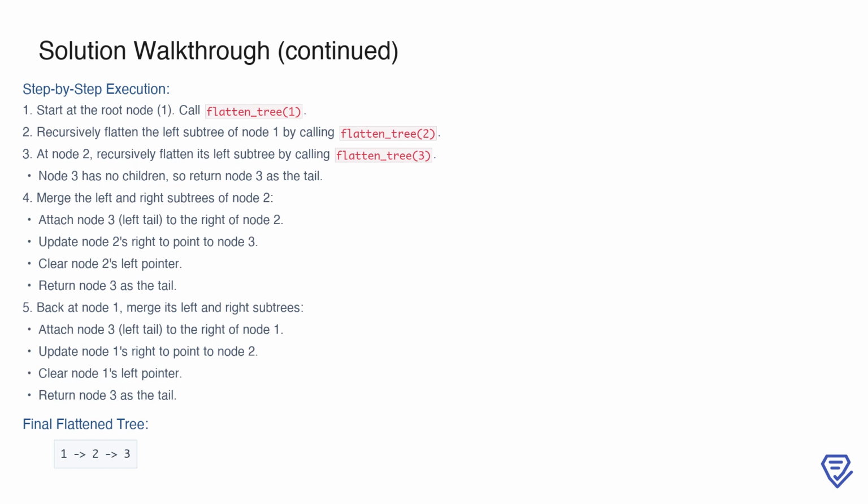At node 2, we move further down to flatten its left subtree by calling flatten_tree3. Since node 3 has no children, it becomes the tail of this branch, and we return node 3.